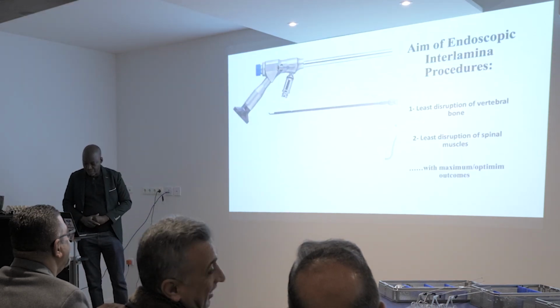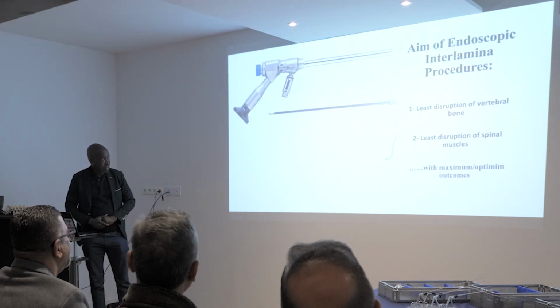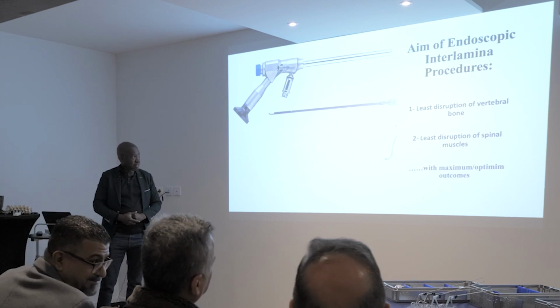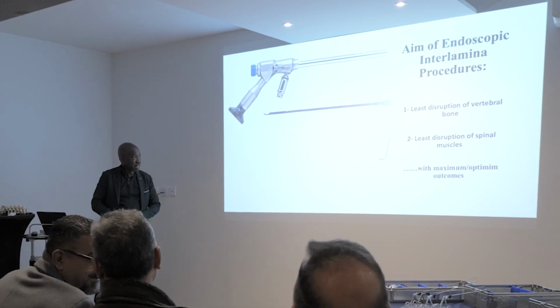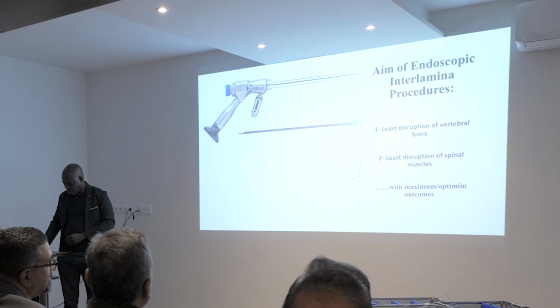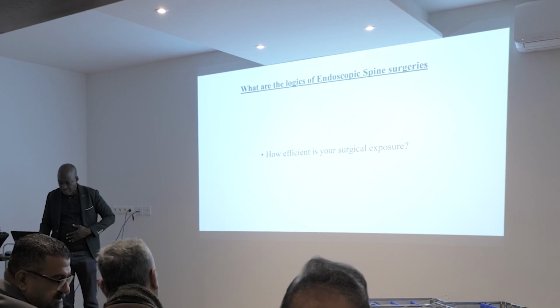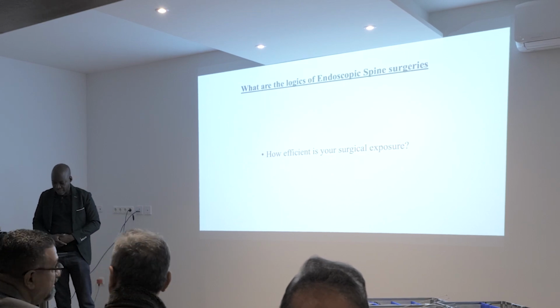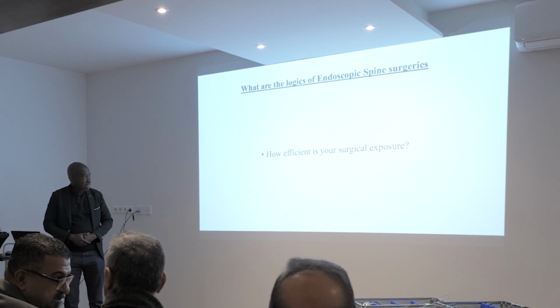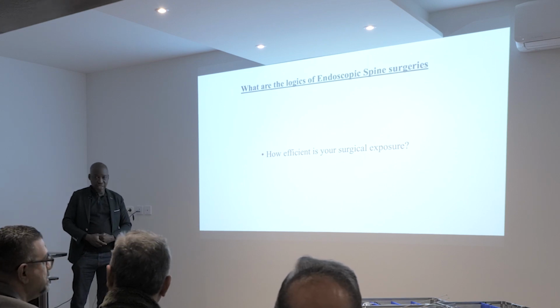Now, the aim of endoscopic interlaminar procedures, we all know, is least disruption of vertebral bone and least disruption of the spinal muscle, but you have a maximum or optimum outcome. What are the logics of endoscopic spinal surgery? How efficient is your surgical exposure?